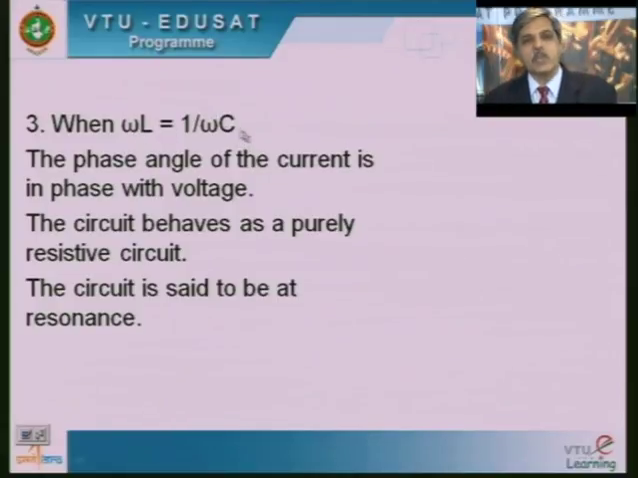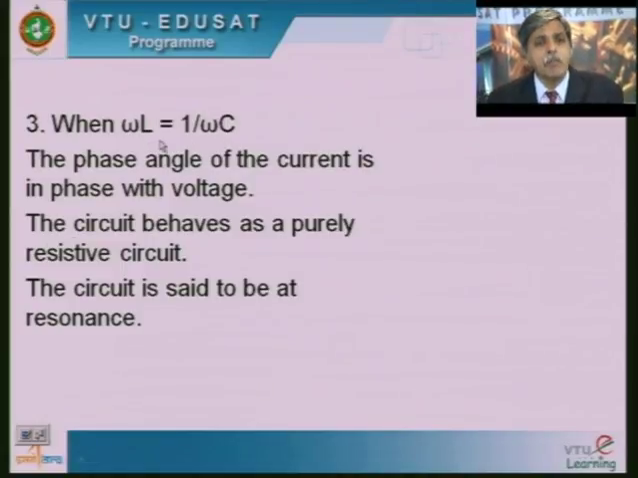One is positive, the other one is negative. So the net voltage is VL plus VC, where VC is negative. So I get VL minus VC equal to 0. That means the current is in phase with the voltage. The circuit behaves as a purely resistive circuit, and under this condition the circuit is said to be at resonance. This happens only under this condition.